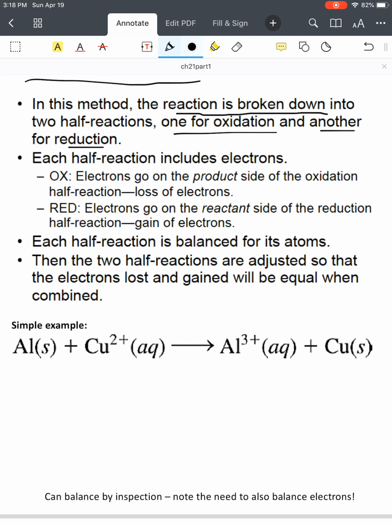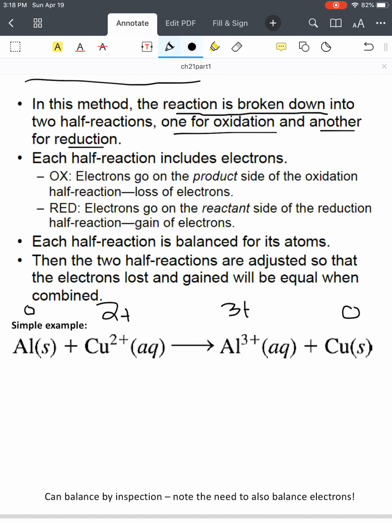that's much more complicated. But in this simple example, we've got aluminum and copper reacting. It's aluminum solid, copper 2 plus. So if we're assigning oxidation numbers, we'd say this aluminum is 0, but over here it's 3 plus. This copper is 2 plus, so it's a 2 oxidation state, but over here the copper is 0.